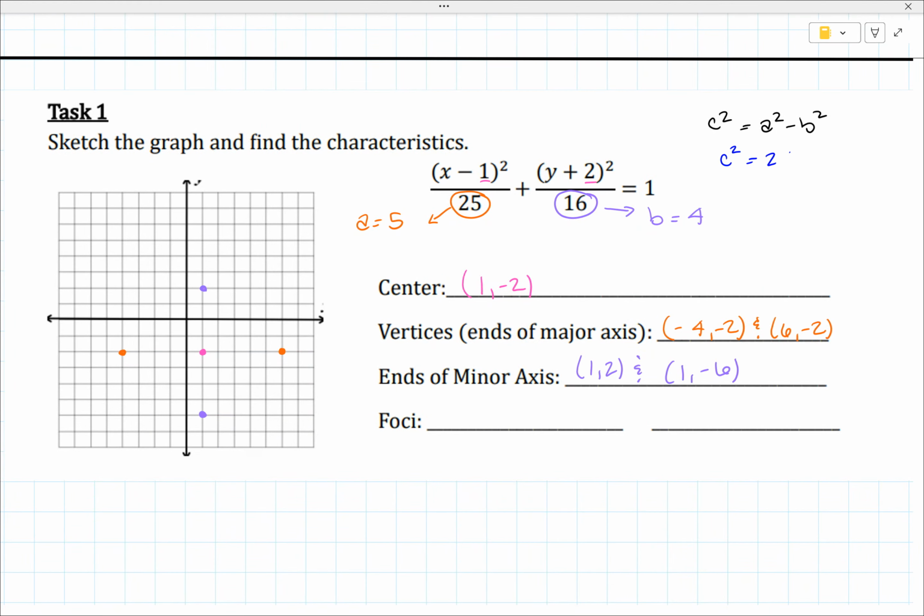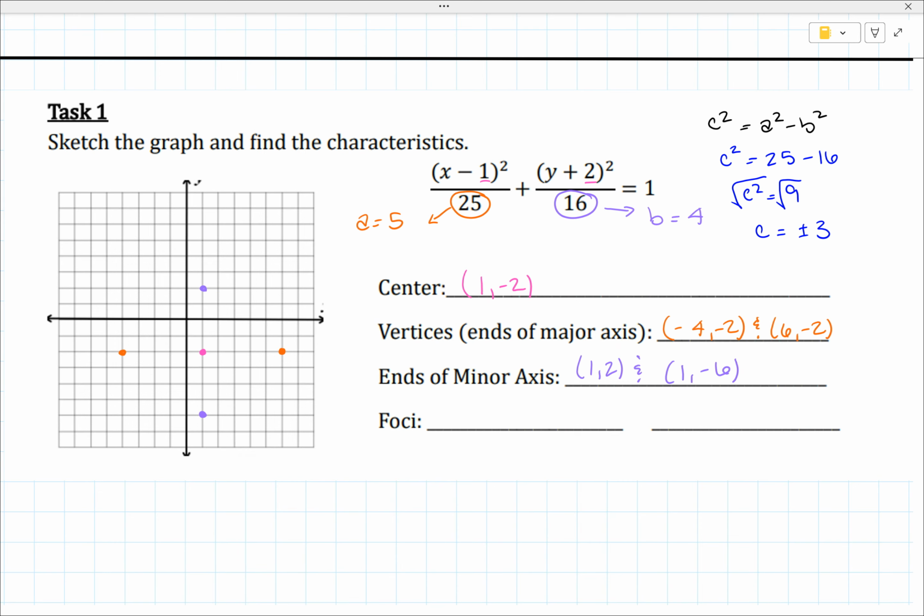So a squared, we got 25, not plus, sorry, minus 16, and equals 9. I will say it does not often equal a nice whole number, but this one does. If it does not, leave it exact when we're writing it. So c is equal to plus or minus 3.